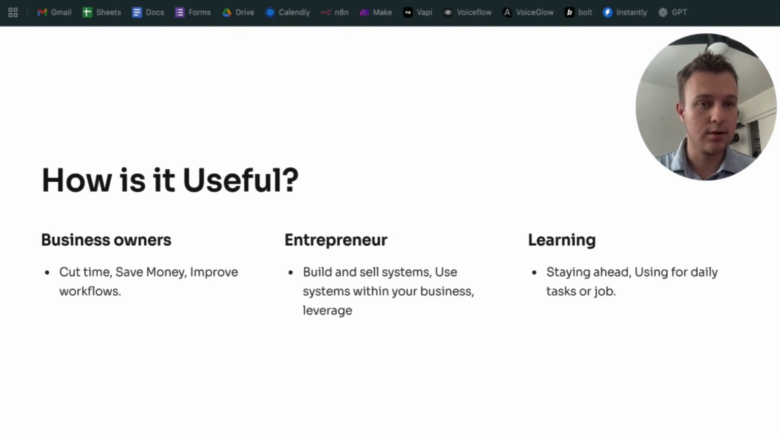Again, you can use this for your daily tasks or your job, but it's just great to stay ahead, because everybody's going to have to know at least entry level AI, or at least what it's capable of, because it's going to play such a major part in our day to day lives.